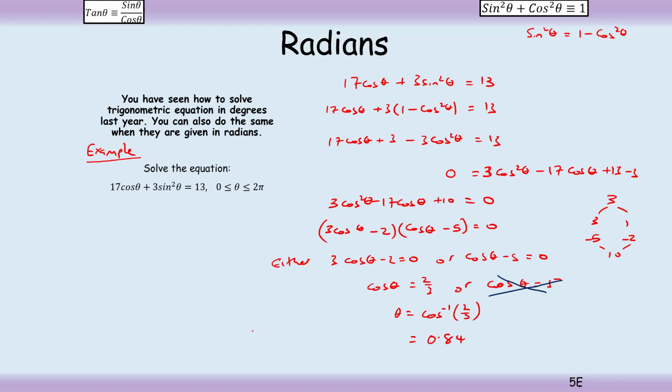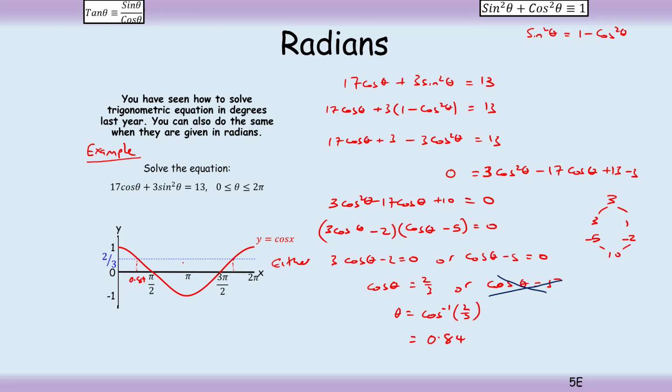Let's sketch the curve, and then we can have a look to see if that cuts the axis anywhere else. So it's 0.84. So if I sketch that, there we go. So that's 2 out of 3 there, and it's going to cut the curve here. I drop that down. That's 0.84 radians. It also cuts the curve here.